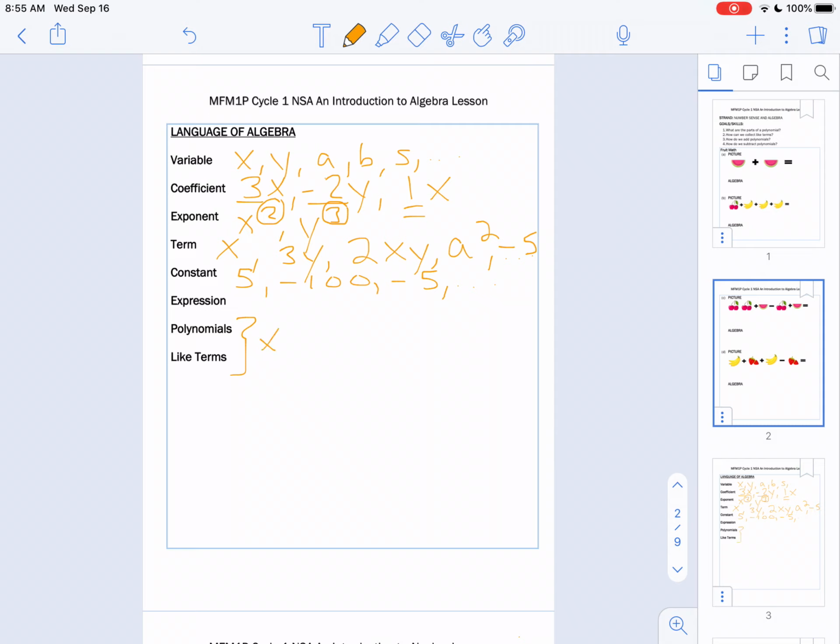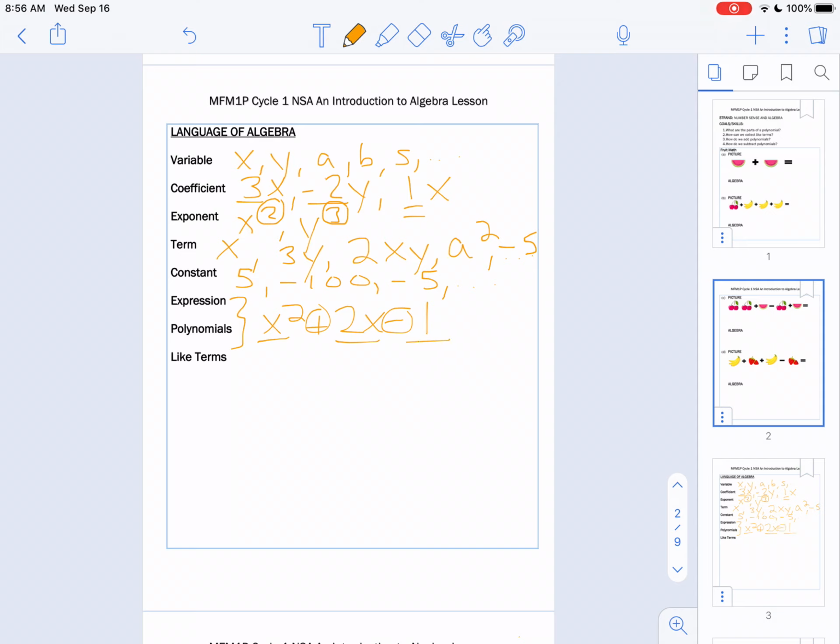So if I have x squared plus 2x plus 1, we call this a polynomial. It's an expression where you've got 3 terms added together. One of these could be a subtraction. And because there's 3 terms, we call this a trinomial.